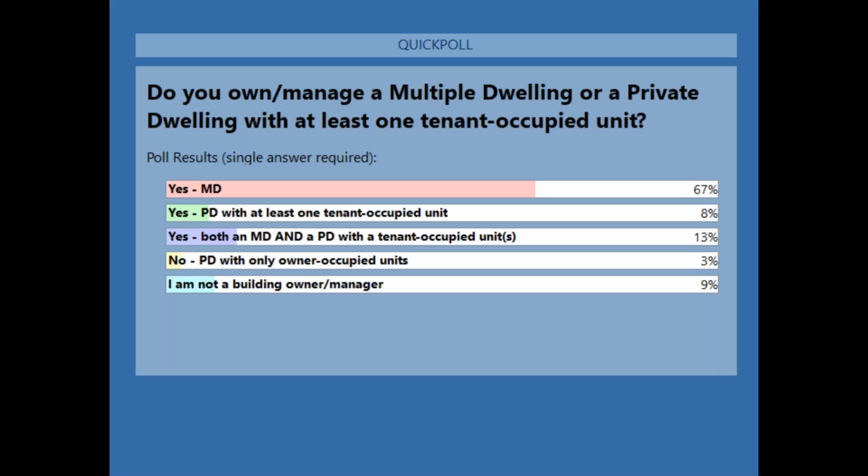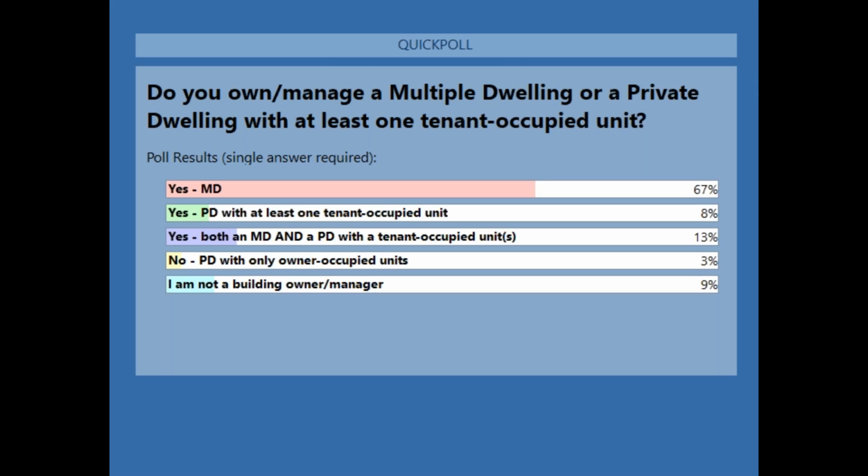Okay, so the vast majority of our audience owns or manages a type of building where Local Law 1 is going to apply if the age of the building also means Local Law 1 is applied. So in other words, if the building was built before 1960, or between 1960 and 78 with actual knowledge of lead-based paint.